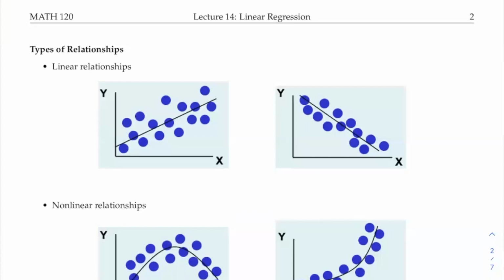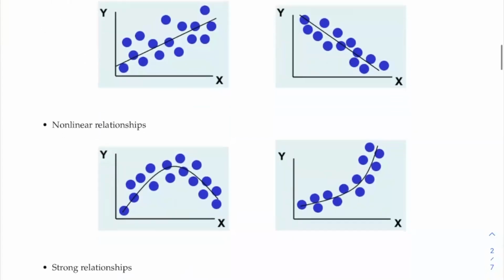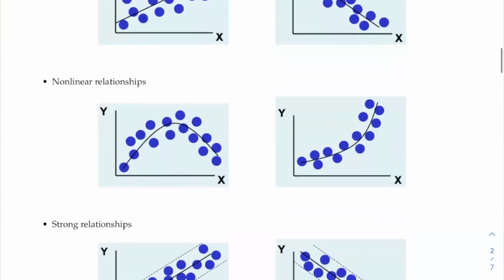We can have different types of lines, right? The line with positive slope or the line with negative slope. In addition to that, we can have nonlinear relationships between the data set and the curve that we try to fit. And we have seen this type of relationship already in the previous problems when we used exponential functions or logistic functions to fit certain data.